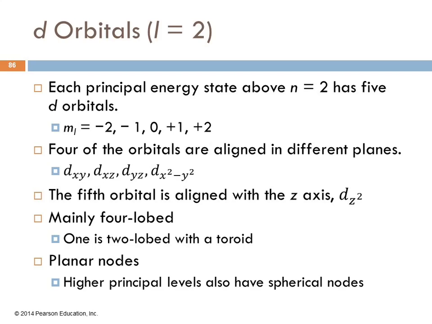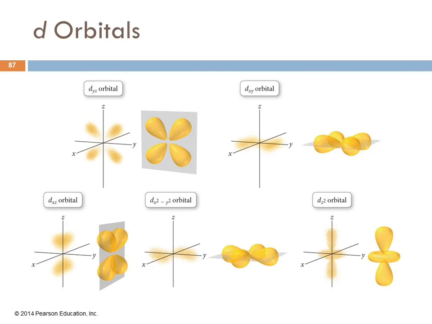These have planar nodes. In higher principal energy levels, they add spherical nodes as well. This is what they look like. They resemble the p orbitals a little bit, because they've got this kind of balloon shape, but instead of just 2 lobes, there's 4. This one is in the YZ plane, vertical. This one's horizontal. This one is going back and forth. And this one's horizontal, but tipped from this one. So they don't overlap with each other.